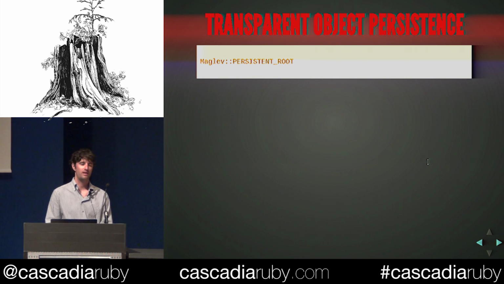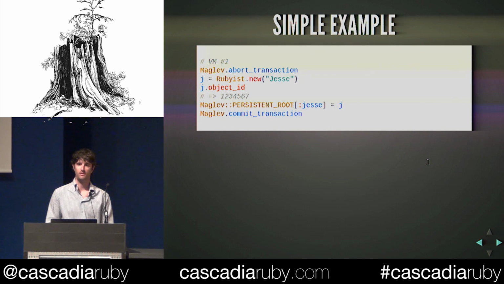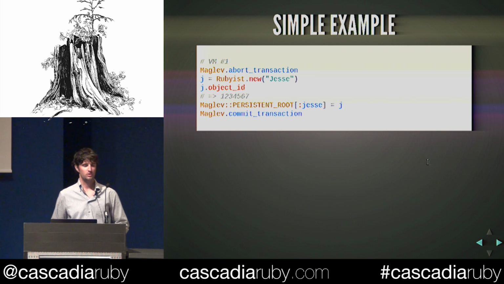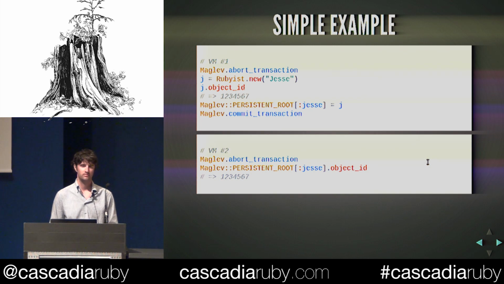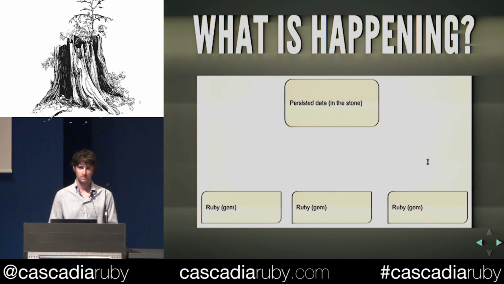So MAGLEV has the idea of this transparent object persistence. It's all based off of that persistent root. Basically what that is is a hash. You have keys, just like a Ruby hash, you can put anything in it, symbols, strings, and then you have a value that's tacked on. So if we look at a simple example, I think you'll get what I'm talking about. Ignore the abort and the commit real quick. What I've done is I've created an object. You see that it has an object ID, of course, and I tack it onto the Jesse key of the persistent root. Now in a totally different instance of my application running, I can say, hey, let's get a fresh view, and my object is just there. That's pretty powerful. So what's actually happening here?